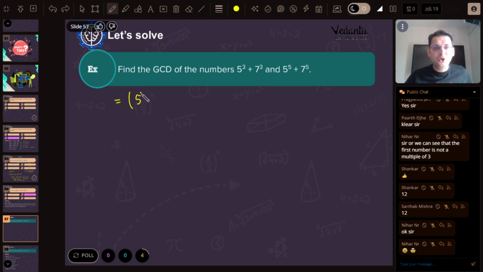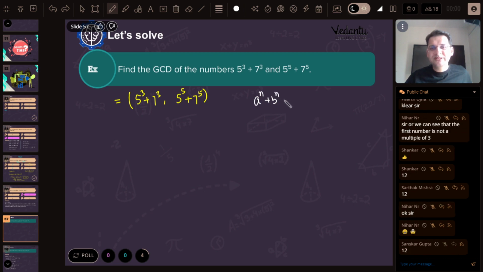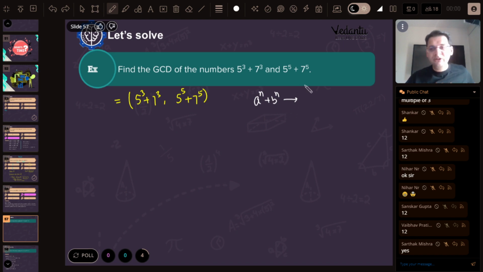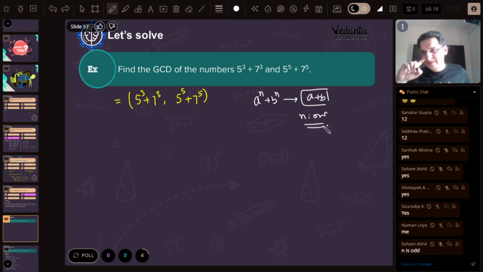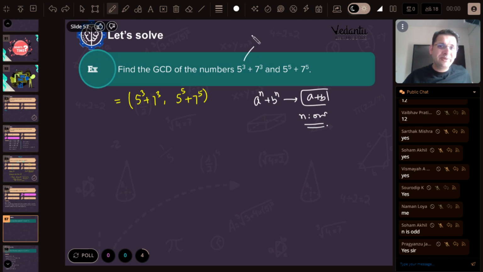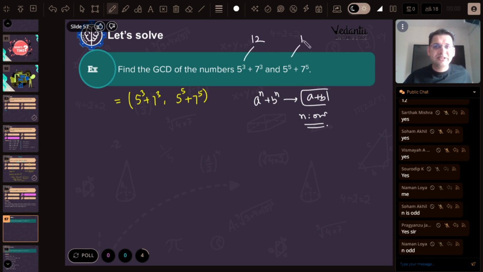So GCD of 5 cube plus 7 cube and 5 to the power 5 plus 7 to the power 5. So one way is a to the power n plus b to the power n. You remember from the first class? How many of you remember from the first class? A to the power n plus b to the power n is divisible by a plus b when n is odd. Right. So this is a multiple of 5 plus 7, 12, and 5 to the power 5 plus 7 to the power 5 is also. So both are multiples of 12.